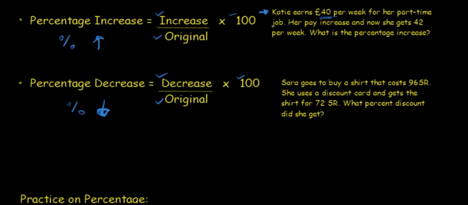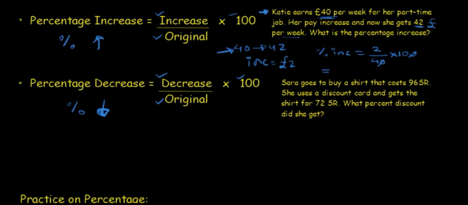Katie earned £40 per week for her part-time job. Her pay increases and now she gets £42 per week. So she went from £40 to £42. How much was the increase? The increase is £2. So if I need to find out the percentage increase, I'm going to be using the formula. It's increase, which is £2, over the original, which was £40, times 100. So that's how I'll work it out.